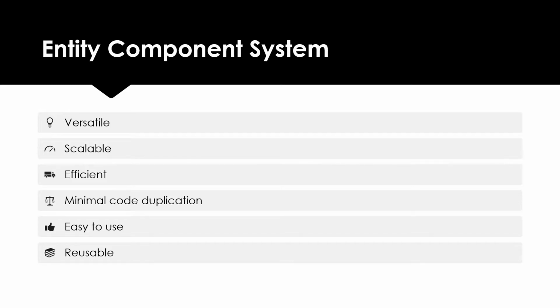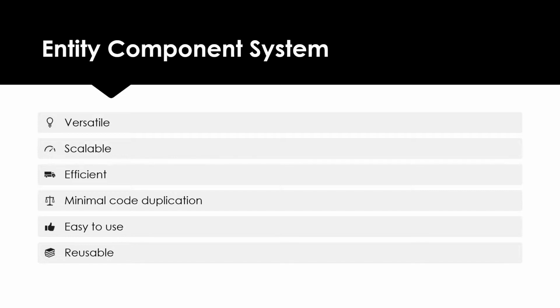The engine uses a design pattern called entity component system, and it's a very nice pattern because it's versatile. It can be used in a lot of different domains. It's not really specific to one type of problem. It's scalable, and that's one of the big pluses, is that you can have thousands and thousands of these things called entities, which we'll talk about later, and it runs fine. It's efficient, which goes along with the scalable part.